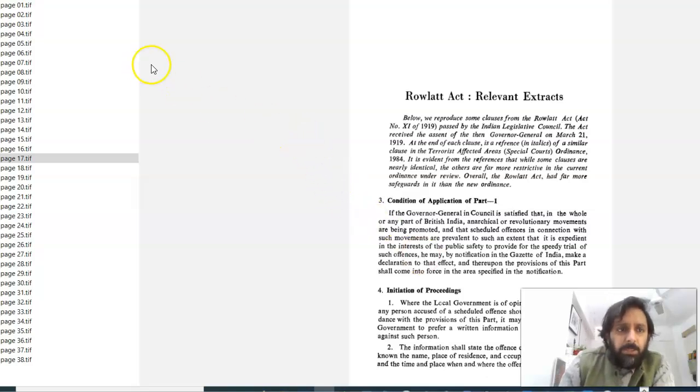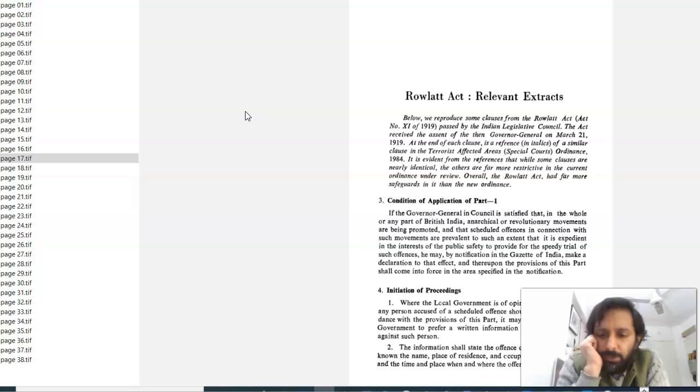In addition to Gandhiji's call in 1919, one can point to the formation of the Indian Civil Liberties Union in 1936 by Jawaharlal Nehru, and I think Rabindranath Tagore was the first president of the ICLU, if I'm not mistaken. In the 40s and 50s, there was a vibrant civil liberties movement.